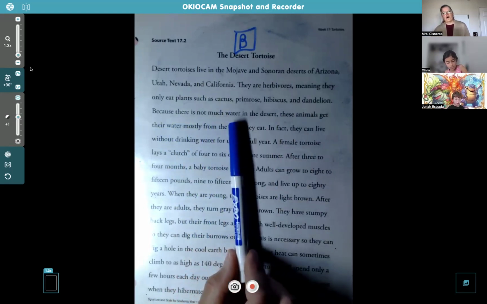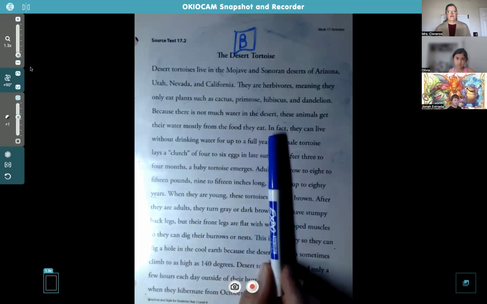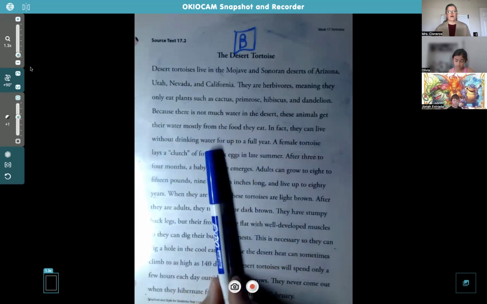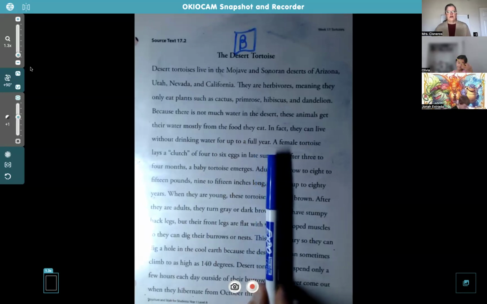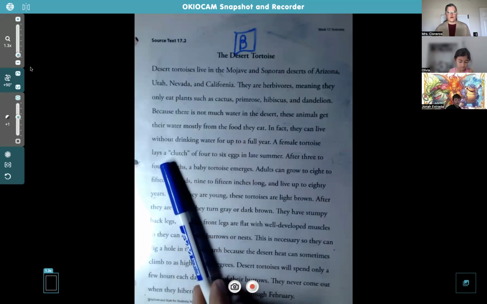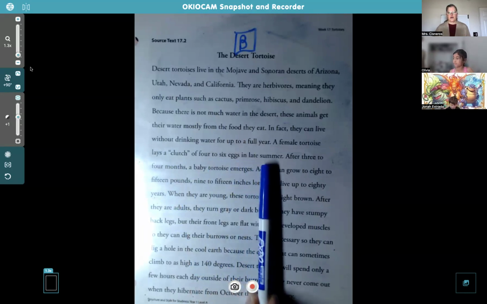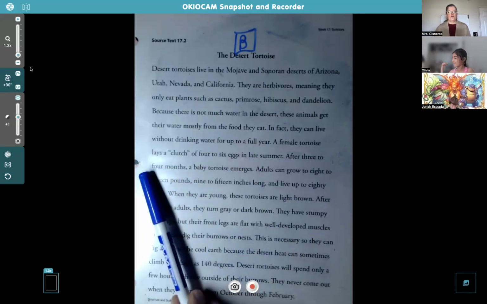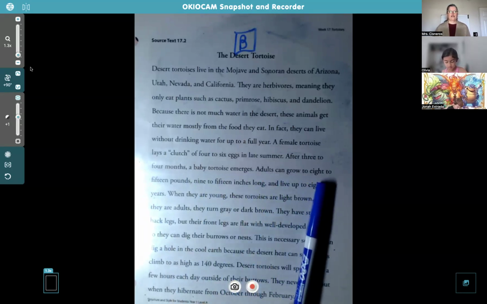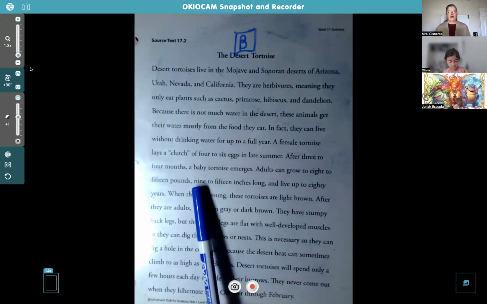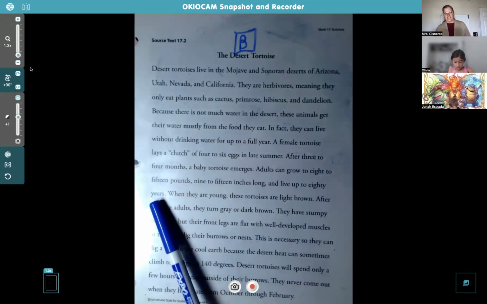Because there is not much water in the desert, these animals get their water mostly from the food they eat. In fact, they can live without drinking water for up to a full year. So we already have that. We don't want to underline that one. A female tortoise, that's the girl, right, lays a clutch of 4 to 6 eggs in late summer. After 3 to 4 months, a baby tortoise emerges. Adults can grow to 8 to 15 pounds, 9 to 15 inches long, and live up to 80 years.